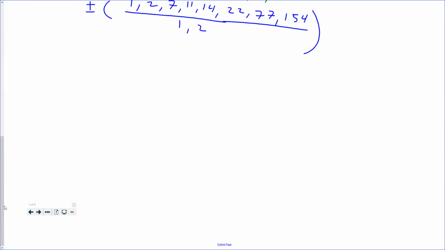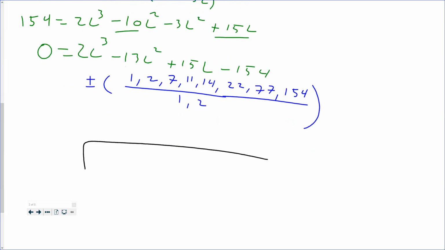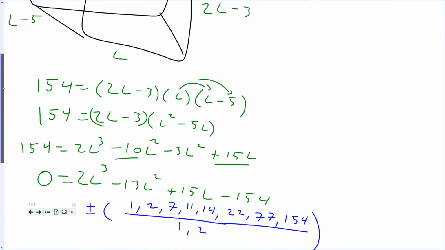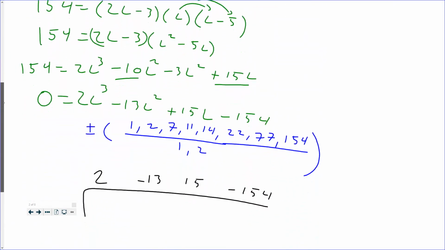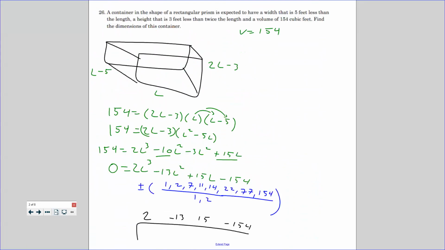So I'm not going to bother with the fractions at first. I'm always going to deal with the whole numbers first. So I'm going to set up my synthetic division. My coefficients are 2, negative 13, 15, and negative 154. And I'm going to start really with 7.